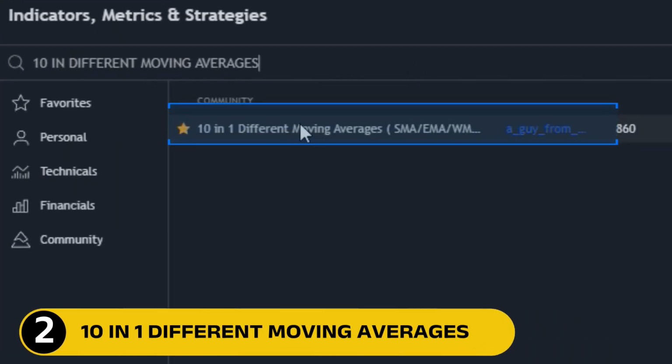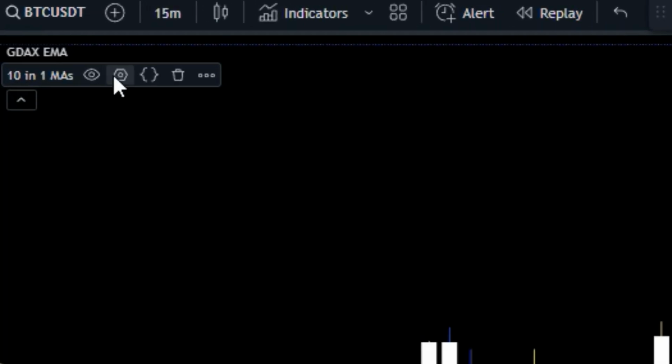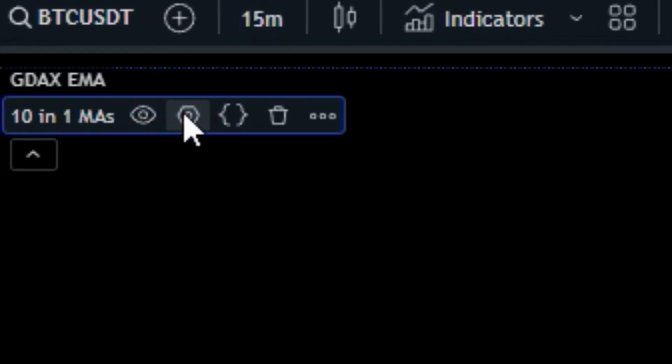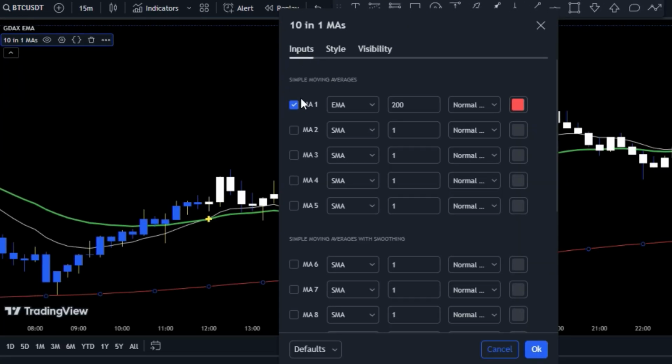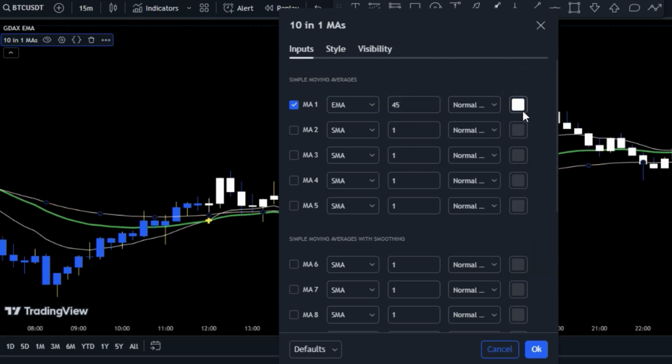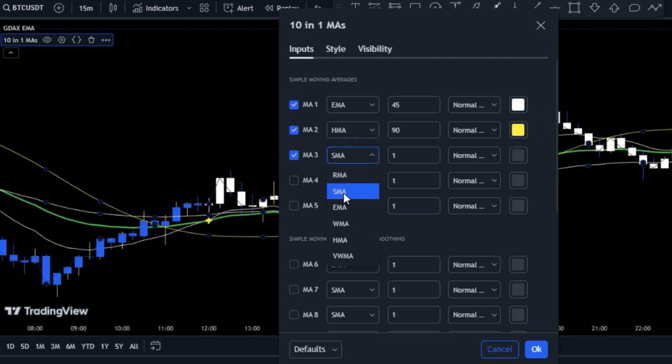But before we delve deeper into the 10 and 1 different moving averages indicator, let's head to the settings and make some adjustments. For our strategy, we'll need to focus on 3 specific moving averages. Set the first moving average to EMA with a 45 period and change its color to white for easy identification. For the second moving average, switch it to HMA with a 90 period and choose a yellow color for distinction. Lastly, adjust the third moving average to SMA with a 300 period and color it blue.